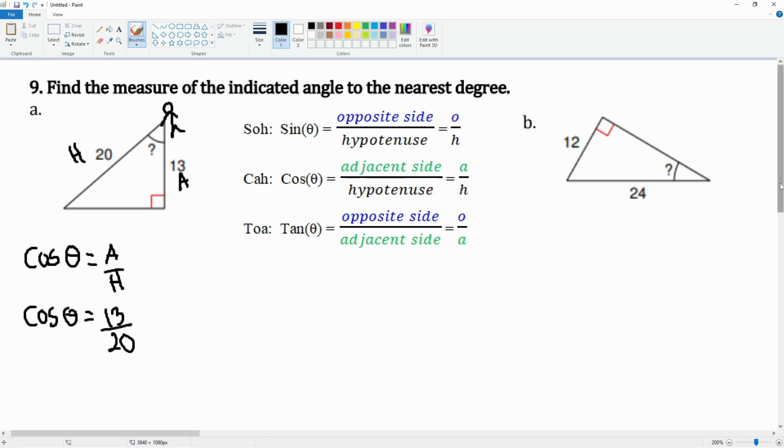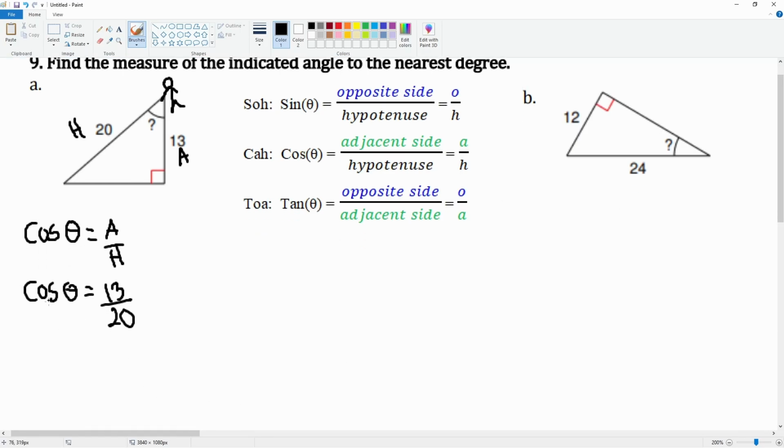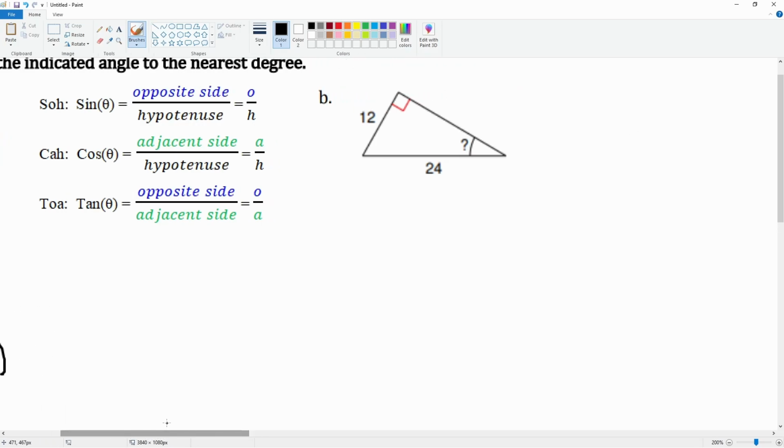But here we want the angle by itself. So we have to get rid of the cosine. To do that, we do the inverse. So now it's cosine inverse. In the parentheses, it is 13 over 20. Now all you have to do is plug that into the calculator. So cosine inverse of 13 divided by 20, that is roughly around 49 degrees. So that is what this angle is, 49 degrees, okay? We use our inverse relationships, right?